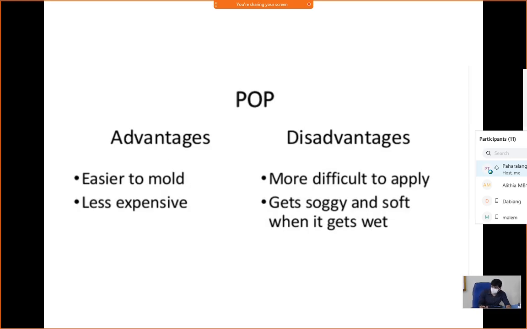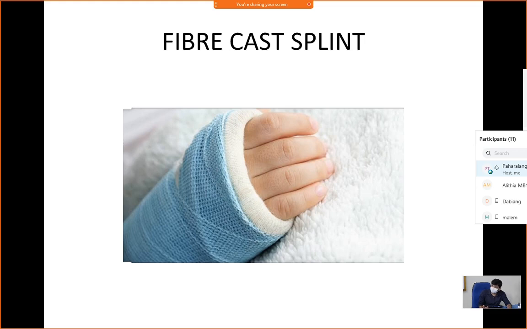Advantages of POP: it is easier to mold, you can give it any shape, and it can be used in any limb, upper limb, lower limb, even the spine. It is less expensive. The disadvantages are that it is more difficult to apply and needs training. It gets soggy and soft when it gets wet. If you keep it wet for more than 2 to 3 hours, it will be very soft and will break easily. So these are the disadvantages.